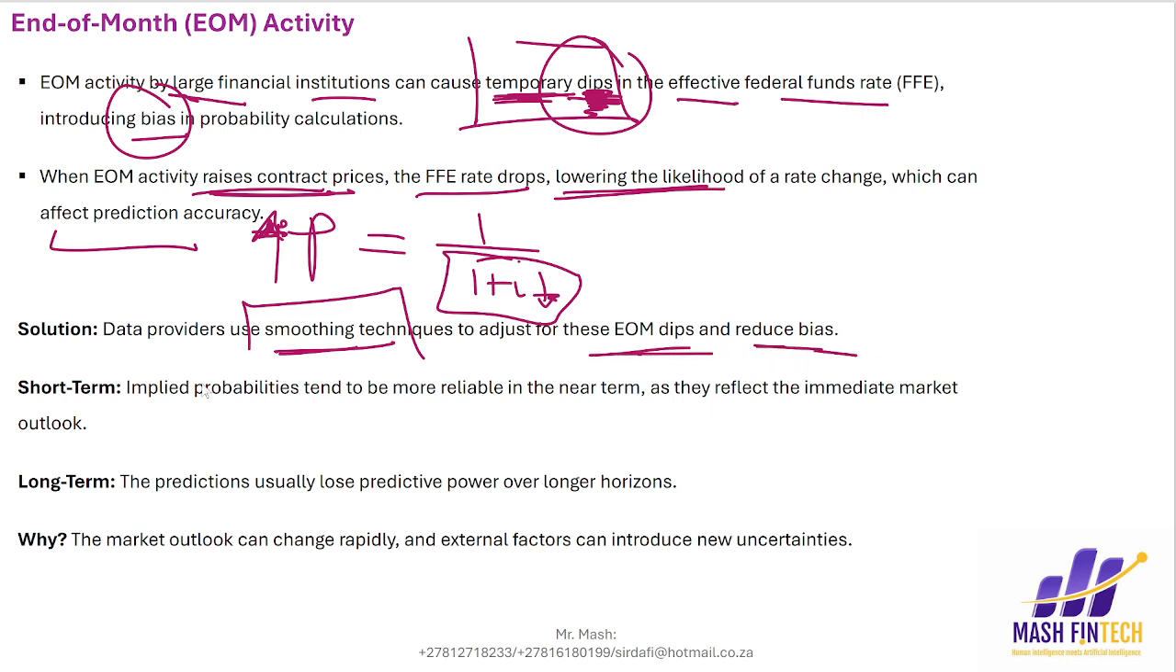All right. In the short term, the implied probabilities tend to be more reliable, as they reflect the immediate market outlook. However, in the long run, these predictions usually lose power. Why? Because a lot of things happen in an economy. There can be a war somewhere. Putin invades Ukraine, and this has a huge impact on these interest rates. There can be a strike somewhere. So anything that happens in the economy or in the political arena is going to have an effect. So market outlook can change rapidly, and external factors may introduce new uncertainties.